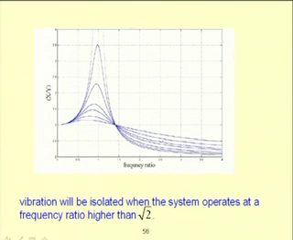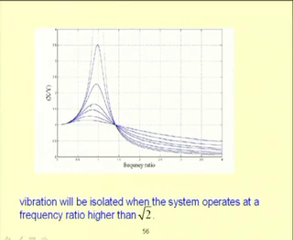In that case, one may observe that when it is operating at a speed greater than root 2 times the natural frequency, the presence of damping will increase the amplitude of the motion. And if omega, the external frequency, is less than the natural frequency of the system, then a damper is a must.